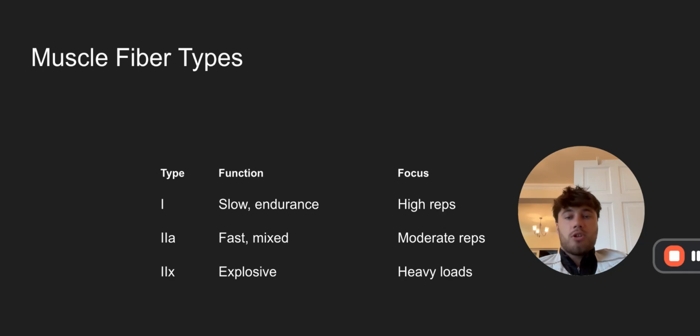So slow endurance fibers, type 1, are higher rep range work. Imagine you do a set of 12. The first 6 reps of that 12 rep set will be predominantly type 1 fibers, just because you're not putting out much energy production. They're still good reps, but they're more endurance based and they're very fatigue resistant as well.